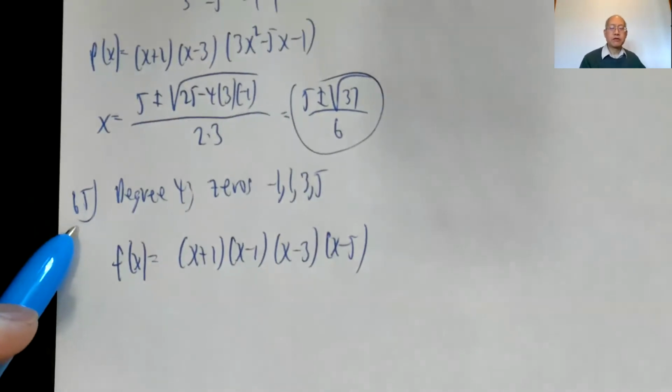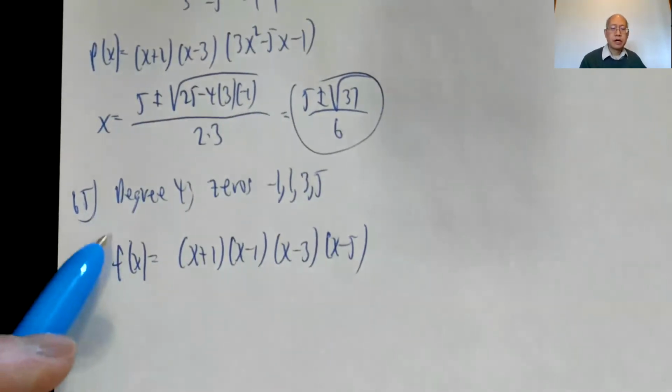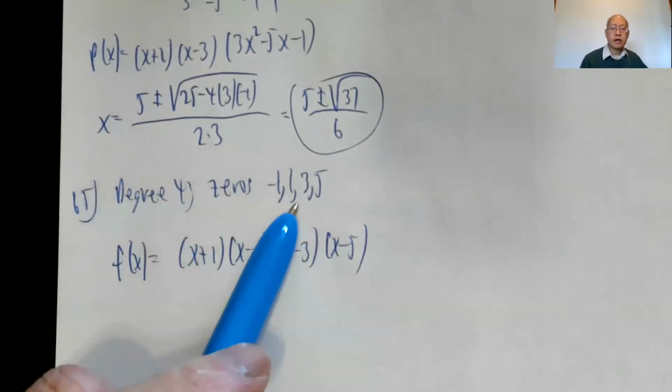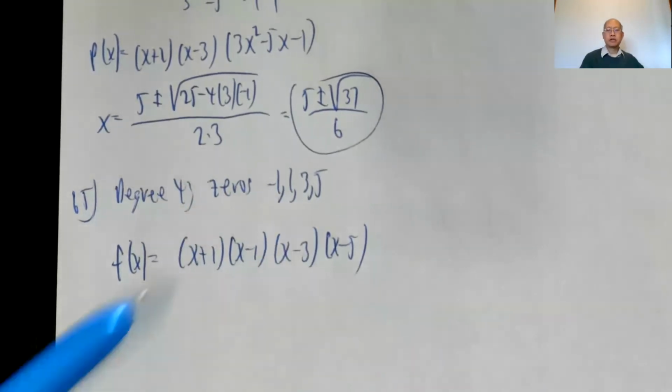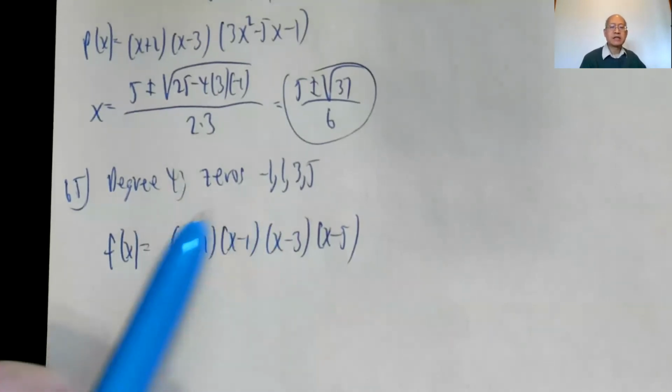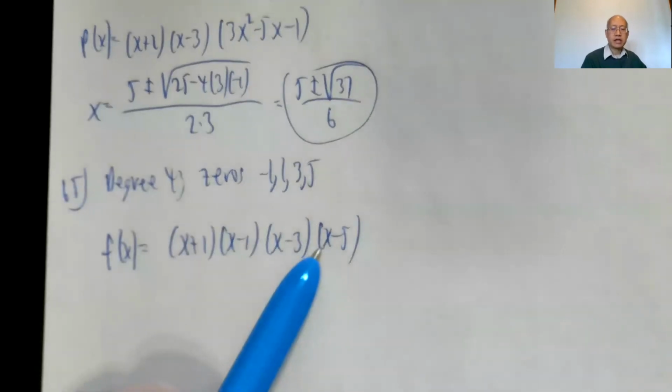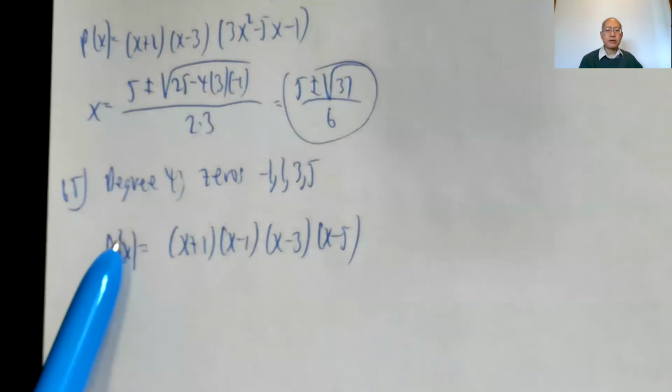Okay, finally 65, you're reverse engineering, you're going backwards. Come up with a polynomial, which is degree 4, with the zeros of -1, 1, 3, and 5. Basically, all you do is just x minus each of these, x minus a -1, x plus 1, x minus 1, x minus 3, x minus 5. Done. Okay, it's very easy to check that all of these gives you 0.